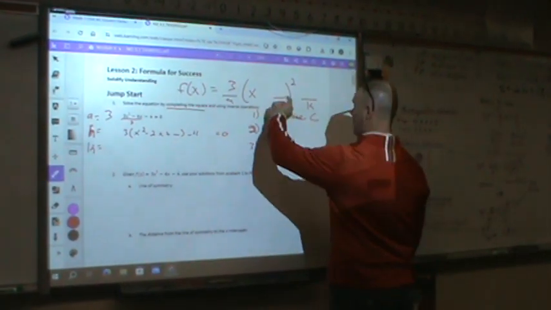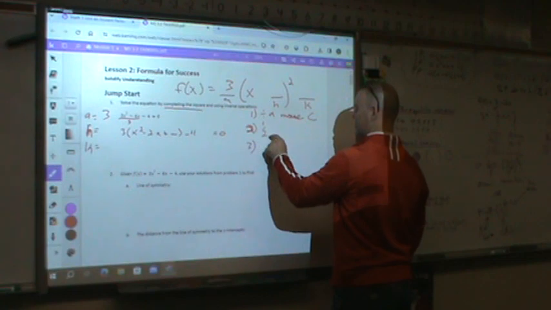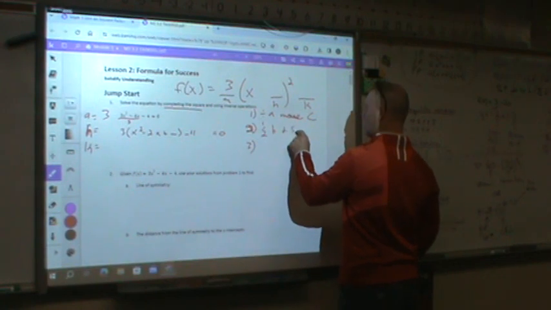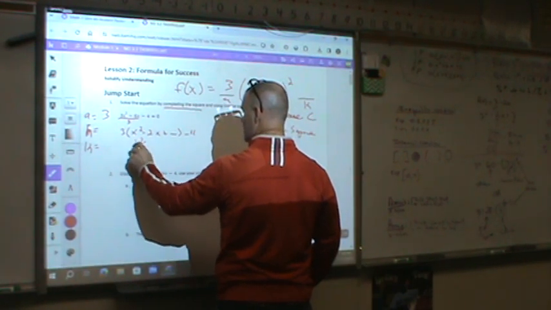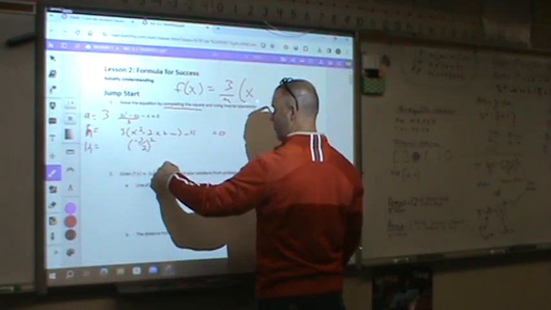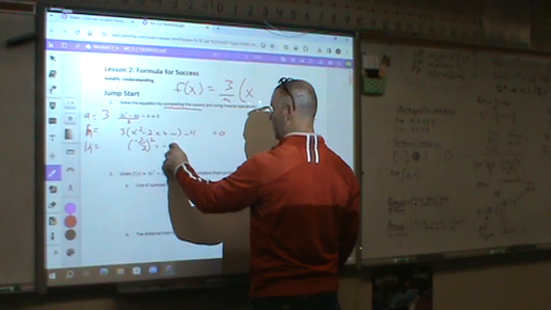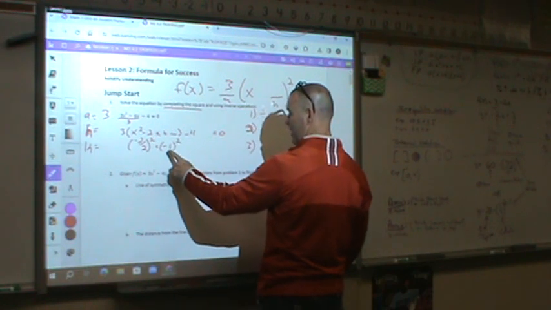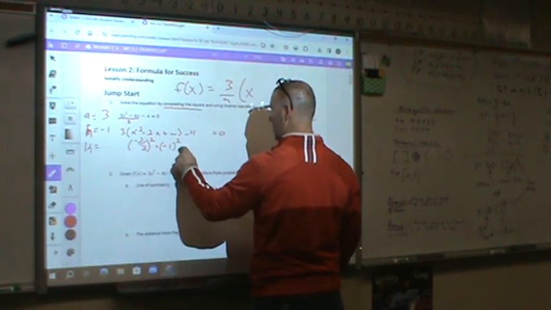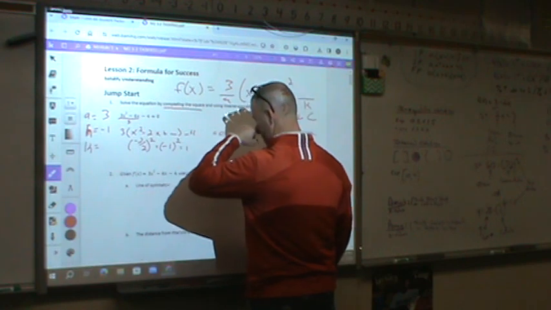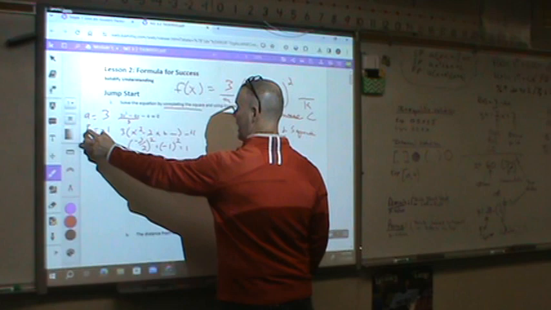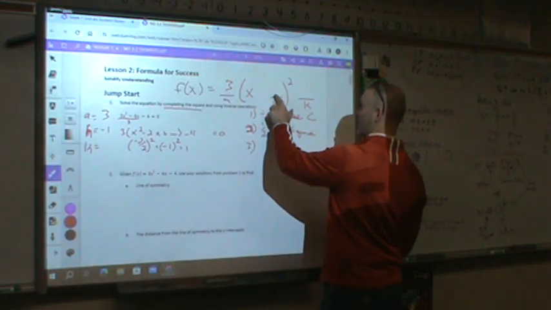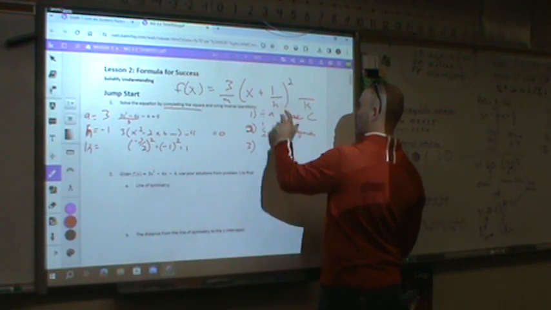Step number 2, I'm going to find h. Well, what is that? That's take half of b and square. I'm going to take half of my new b value, which is minus 2, and square it. Minus 2 divided by 2 is equal to negative 1 squared. That's my h value. Negative 1 squared is 1. Okay? So I know h, but remember when you take h and plug it into the equation, it's minus h, so minus a minus 1 is plus 1.